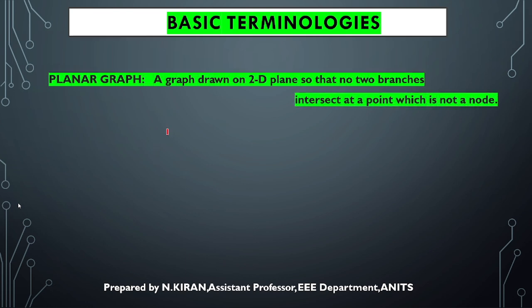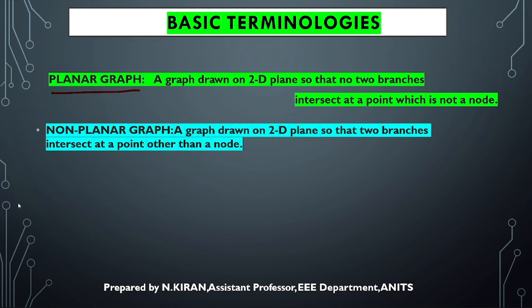Planar graph. Planar graph is nothing but, suppose if you draw a graph or if I convert a circuit into a graph, so if I draw a graph in such a manner on 2D plane so that no two branches intersect each other. So except at a node, if we do not find any two branches meeting at a common point, then such graph is called planar graph. But if we draw a graph in such a way that apart from node, if any two branches intersect at any point, then that graph is called as non-planar graph.